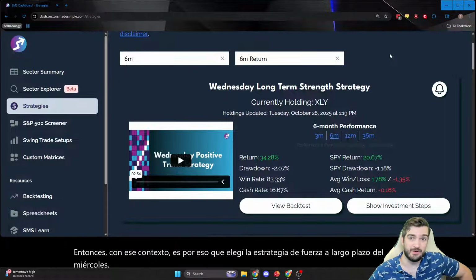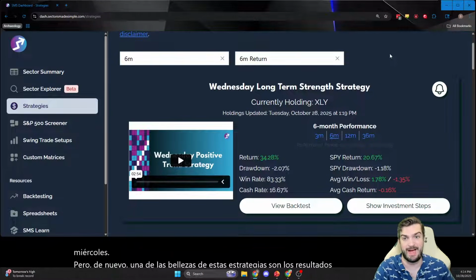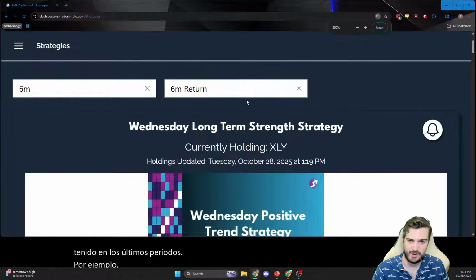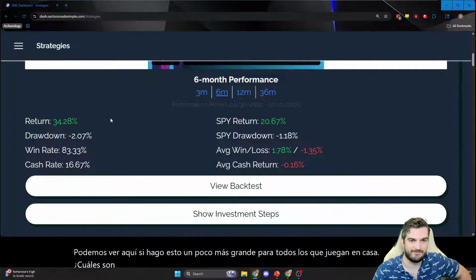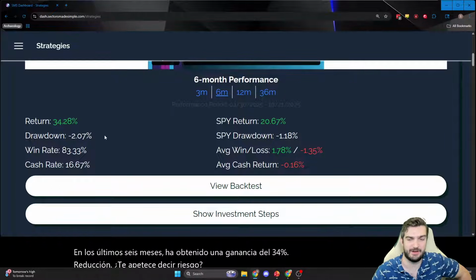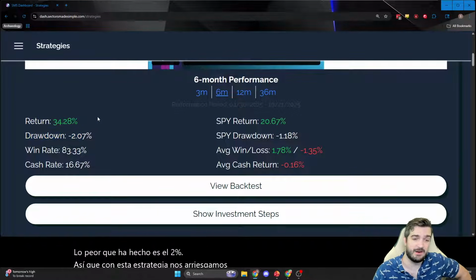But again, one of the beauties of these strategies is the honest results that they have had over the past periods. For example, we can see here, if I make this a wee bit bigger for all those playing along at home, return. What's its results been? How well has it done? Well, over the past 6 months, it's made a profit of 34%. Drawdown, fancy word for saying risk. What's the worst that it has done? Well, the worst it's done is 2%. So with this strategy, we risked 2% to gain 34%.